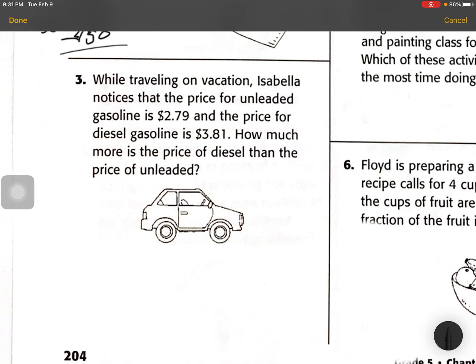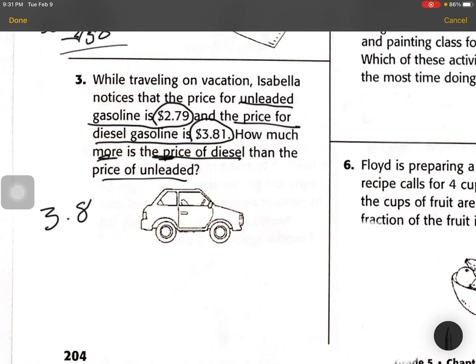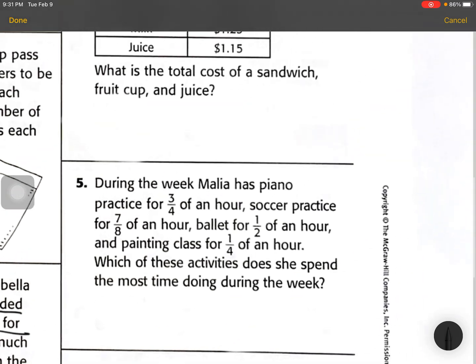Number 3, while traveling on vacation, Isabella noticed that the price for unleaded gasoline is this price, and the price for diesel is this much. How much more is the price of diesel than unleaded? So this sounds like a subtraction problem, and diesel is more. So we're going to put that one on the top. Of course, in subtraction, the biggest number usually goes on top. And when you do subtracting decimals, you absolutely have to line up the decimals. Okay, see if you can find the answer that way.